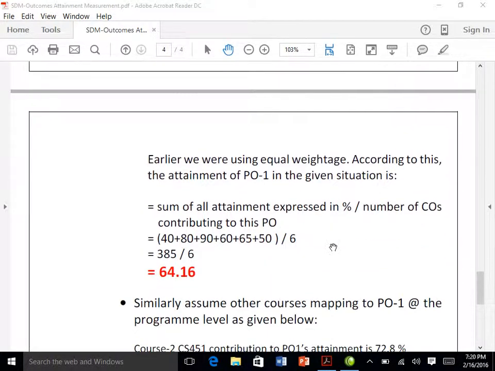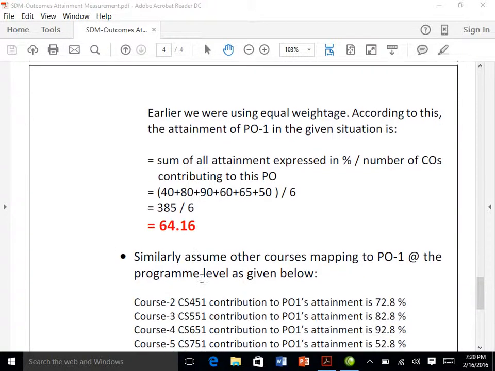Earlier we were using equal weightage. All these 3-4 years we were using the equal weightage. According to this, the attainment of PO1 in the given situation is the sum of all attainment expressed in percentage divided by the number of COs contributing to this PO, which is equal to 40 plus 80 plus 90 plus 60 plus 65 plus 50 divided by 6, that is 64.16.